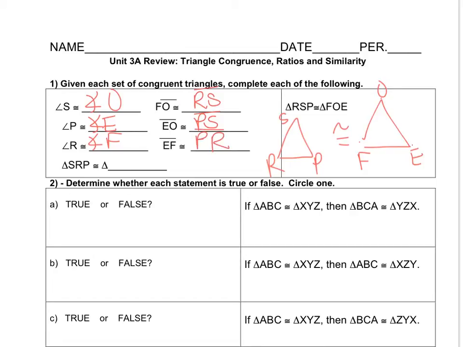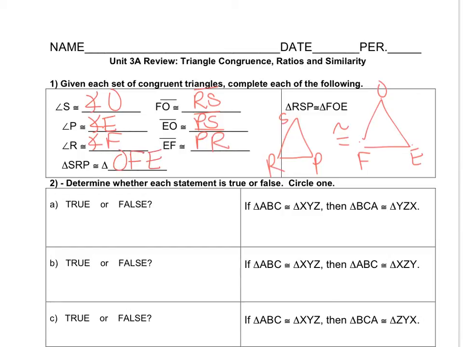On the last one, it says triangle SRP. So start at the top at S, come down to the left at R, and go over to P, is congruent to the triangle. You have to do that same format. So you're going to start up at O, come down to the left at F, and go across to E. So triangle SRP is congruent to triangle OFE.